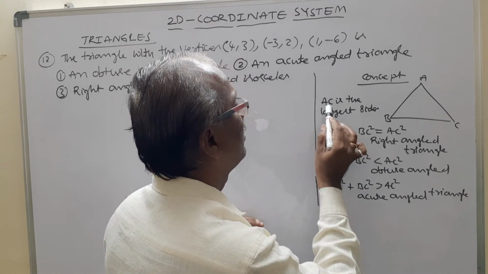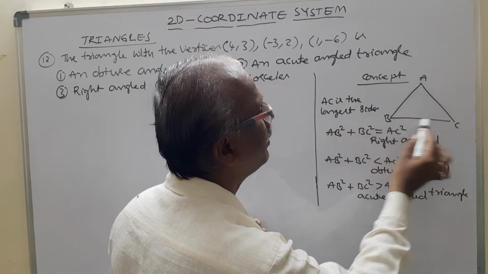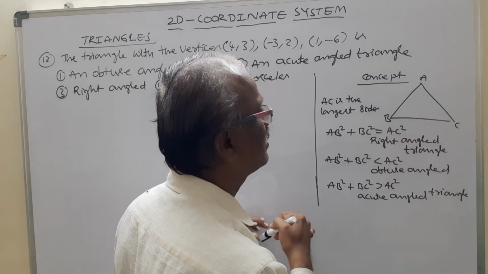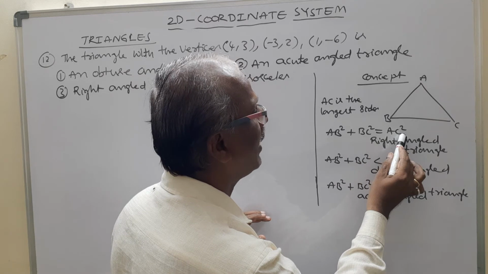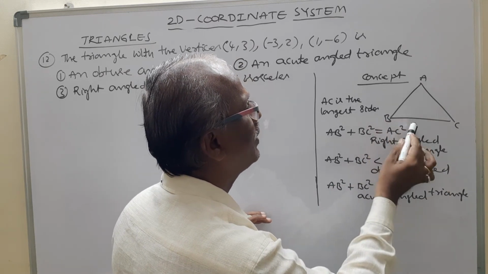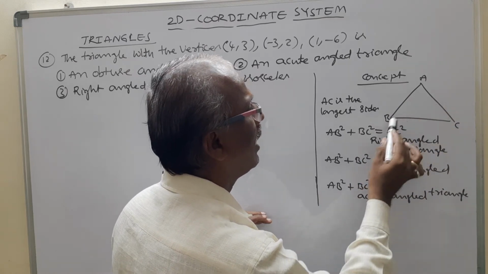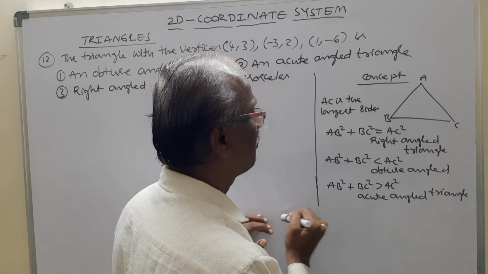Here AC is the longest side compared to AB and BC. AB square plus BC square equal to AC square. This is the Pythagoras theorem. It represents a right angled triangle. Side square plus side square equal to hypotenuse square. Hypotenuse is the longest length. This is a right angle triangle.